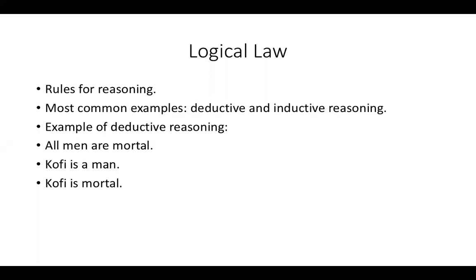So when you look at this example, you see deduction, the process of deduction. When you say all men are mortal, and then you say Kofi is a man, it means that Kofi is mortal. The conclusion Kofi is mortal is just a simple deduction from the two earlier statements, the kind of deduction you do in mathematics.